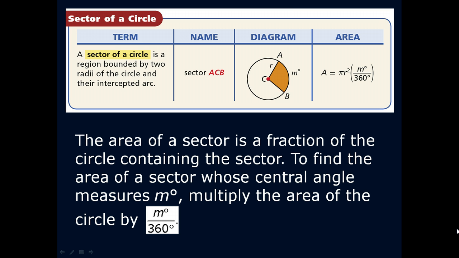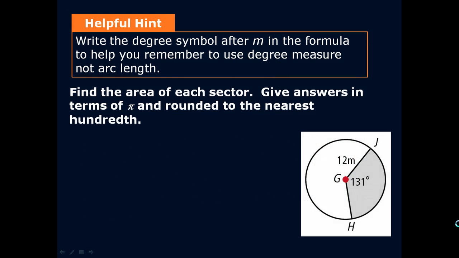To find the area of a sector whose central angle measures m degrees, multiply the area of the circle by m degrees over 360. Write the degree symbol after m in the formula to help you remember to use degree measure, not arc length. Find the area of each sector. Give answers in terms of pi and rounded to the nearest hundredth.